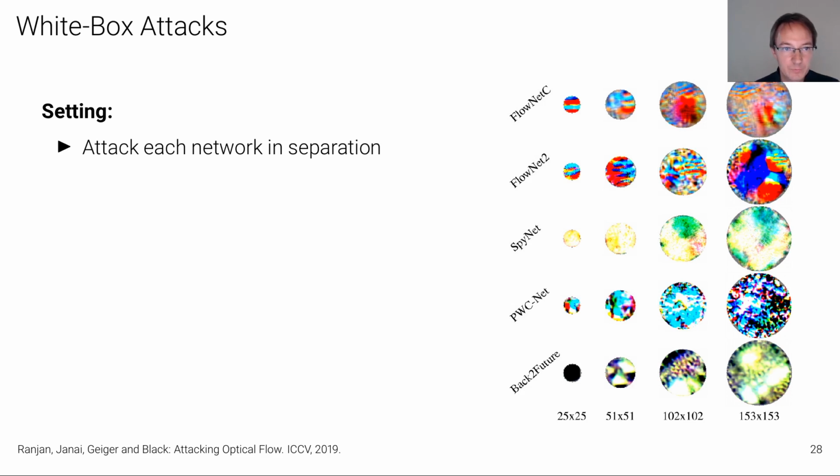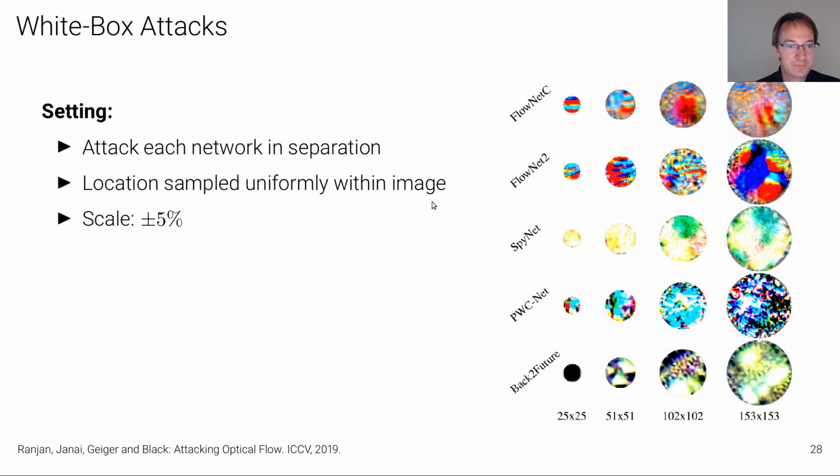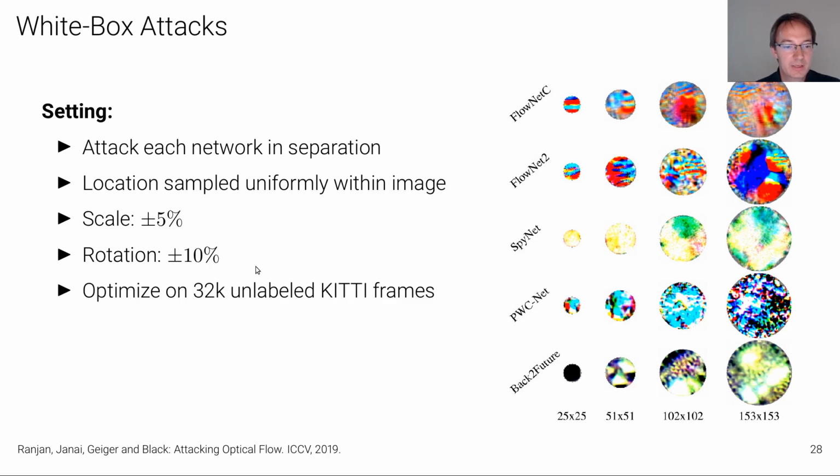So let's look at some results. We are considering two settings here. The first is a white box attack. In this setting, we attack each of these networks in separation. We sample the location uniformly within the image. We sample scale from ±5% of the possible scales and rotation from ±10%. And then we optimize on 32,000 unlabeled KITTI frames.